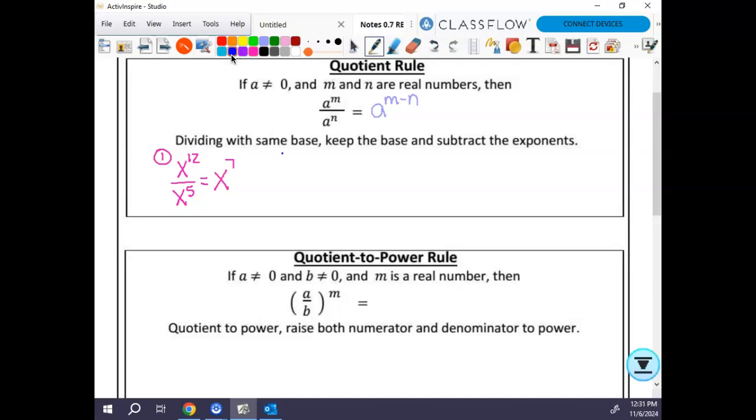Then, what if I had x to the 5th divided by x to the negative 1 power? Now again, there's certain things we can do with the negative exponents, but we're going to kind of ignore that rule right now and just use our quotient rule. We don't have to know anything about negative exponents. We know that we are dividing, so we keep the base and we subtract. What do we get for an exponent? 6. Very good.